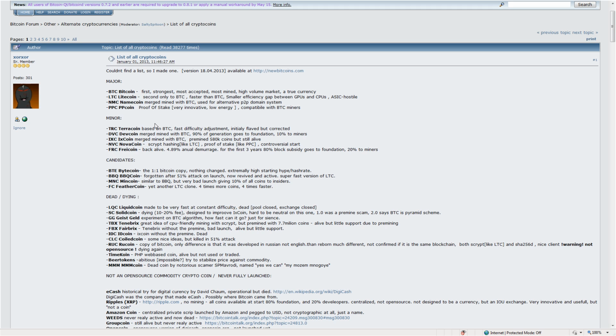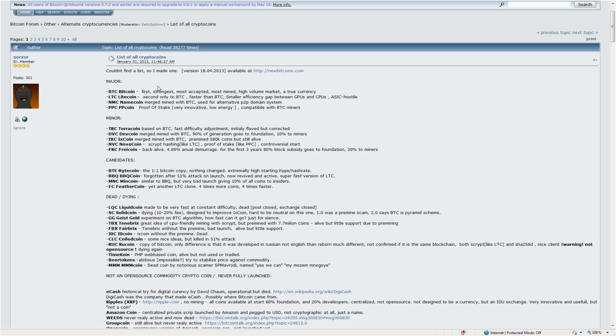The minor coins here: Terracoin, Devcoin, IxCoin, NovaCoin, Freicoin. Here you have to pay attention. Terracoin is very much okay, but I wouldn't invest too much in Devcoin, IxCoin, NovaCoin, Freicoin, because they are at some cent values now. I mean, you can buy some of them if you want, a few thousand, and wait, maybe they will come up to the major league, maybe not. We will see about that.